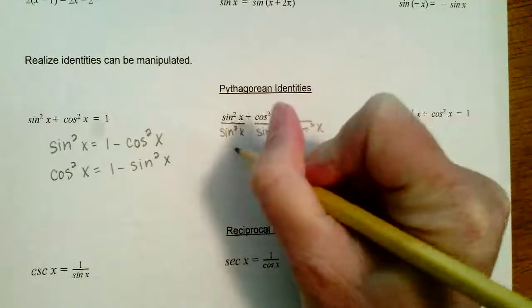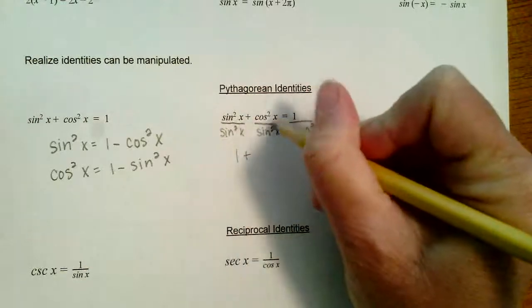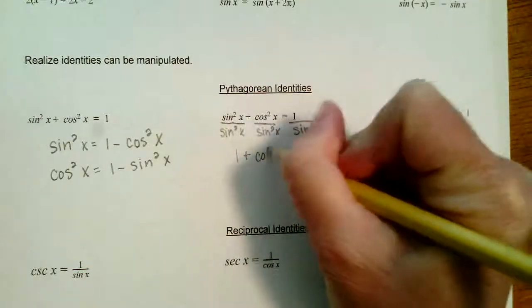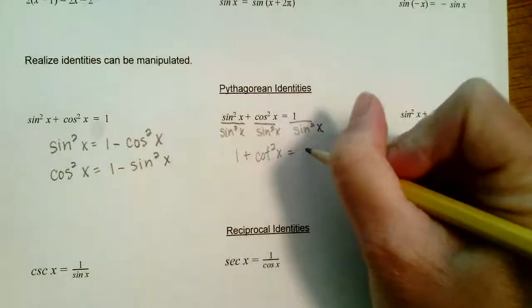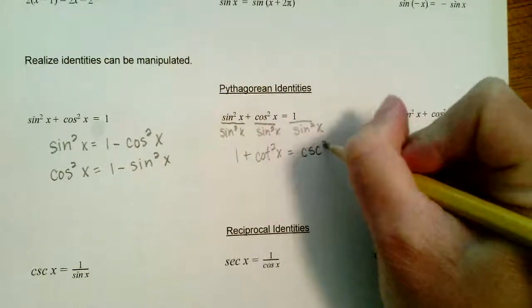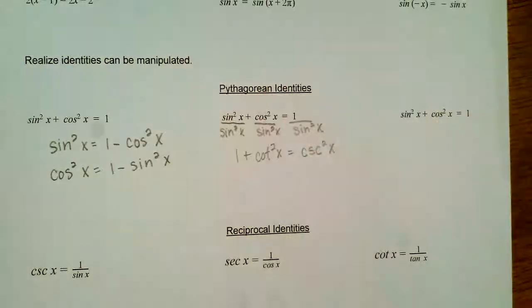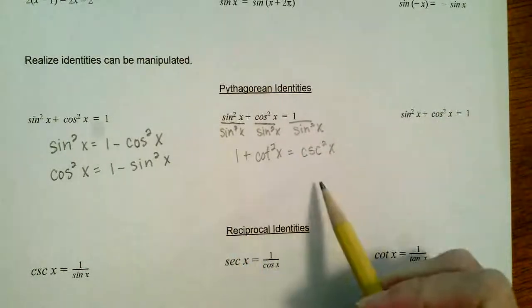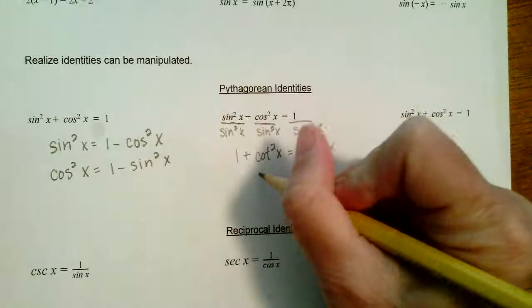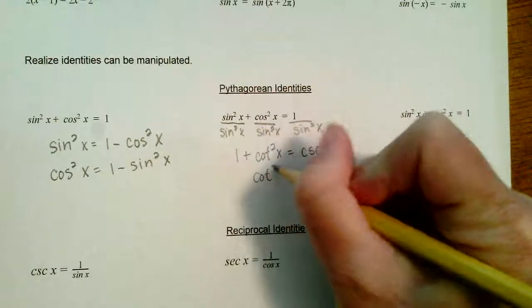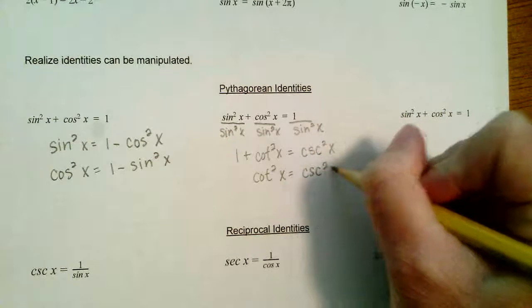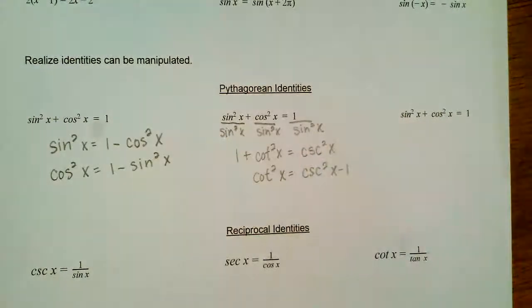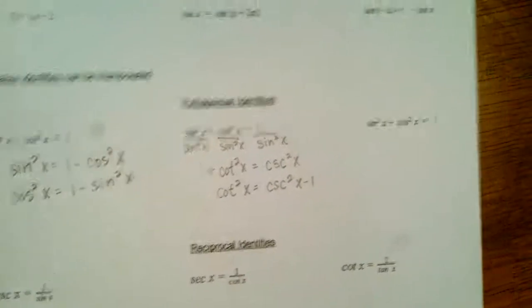I'm going to get 1 plus cosine over sine squared is cotangent squared, and 1 over sine squared is cosecant squared. Okay, and this can be manipulated the same way. If we subtract 1 from both sides, we can see that cotangent squared of x is equal to cosecant squared x minus 1. Okay, and there are other ways to manipulate this as well.